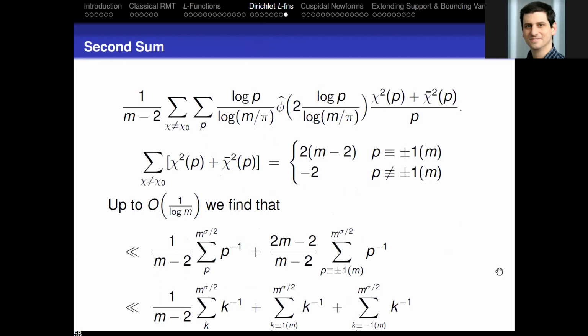Then we have to do a similar thing for the sums of chi squared. And again, we use our orthogonality relationships. We tweak things a little bit. And again, it's very similar algebra. Next slide.